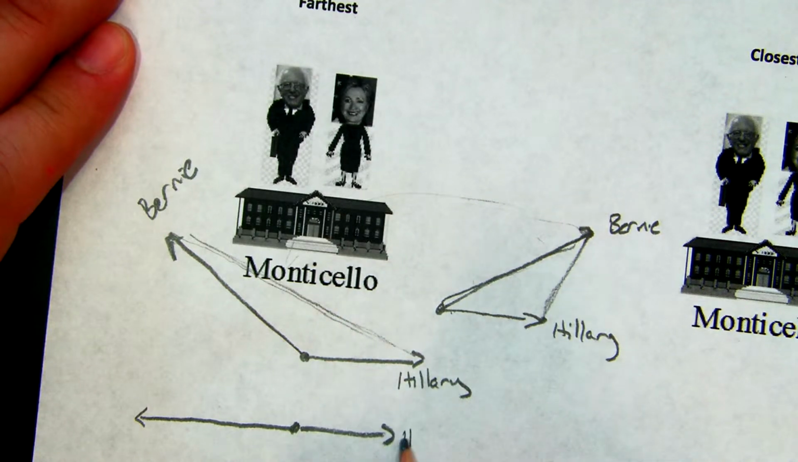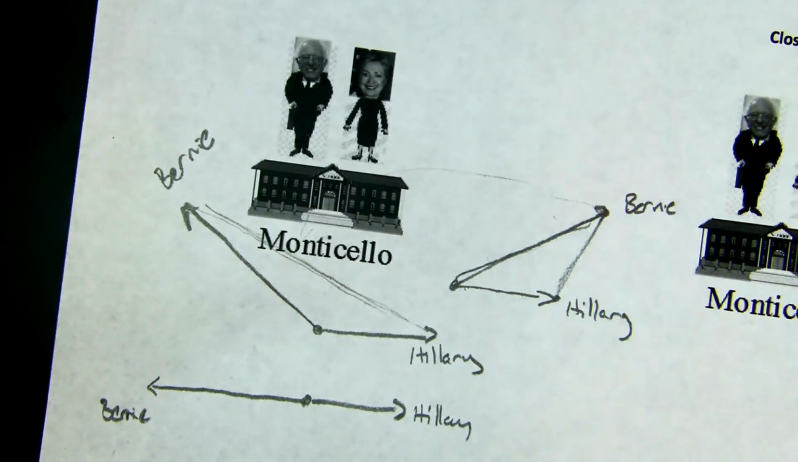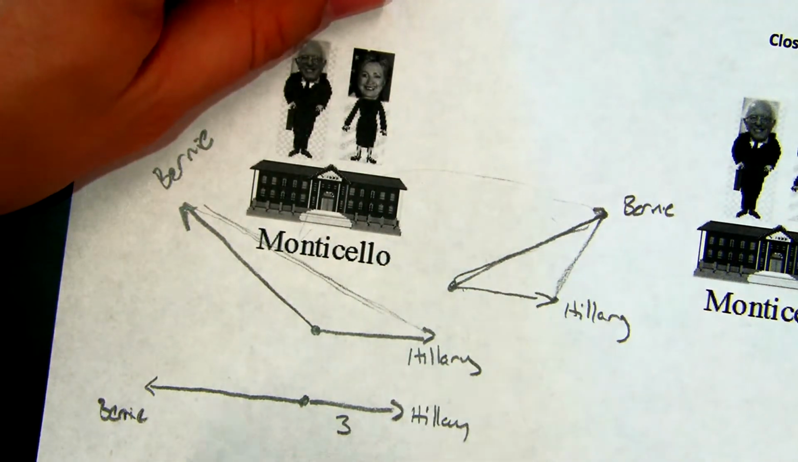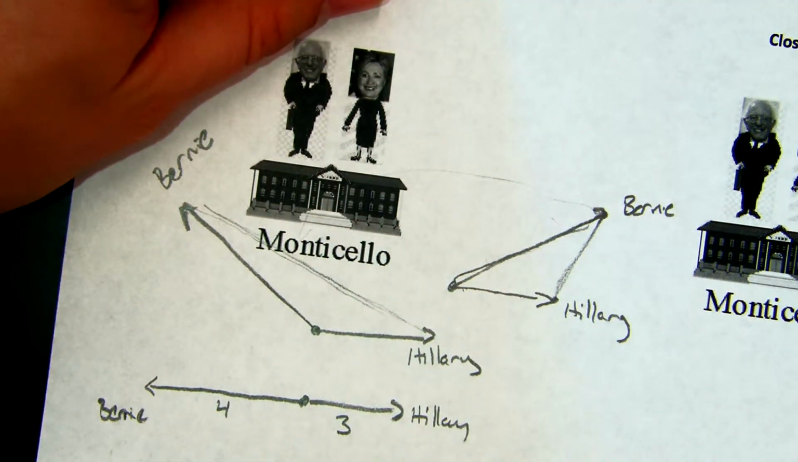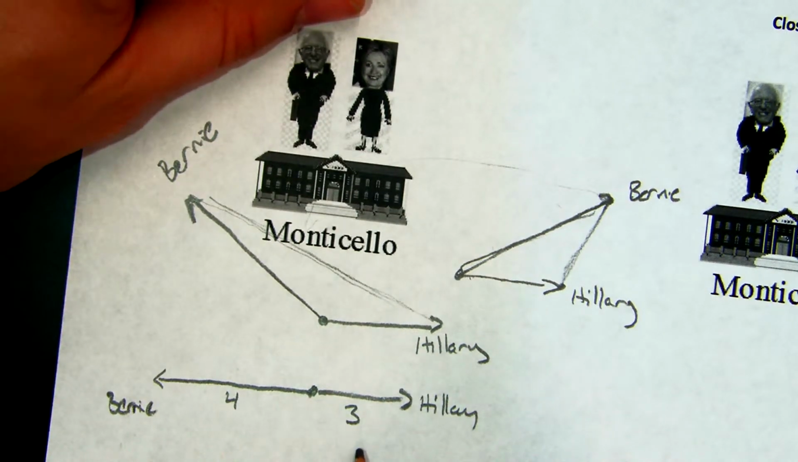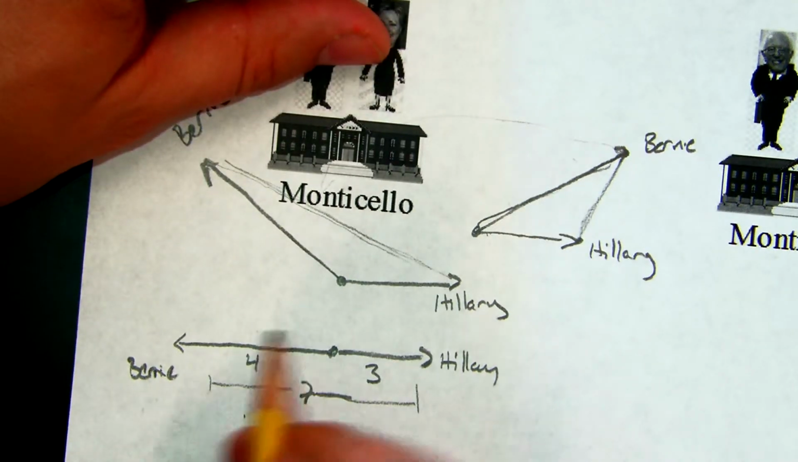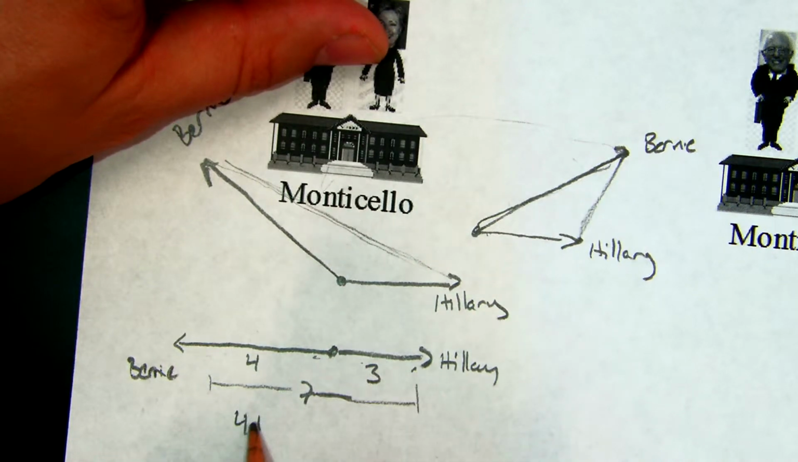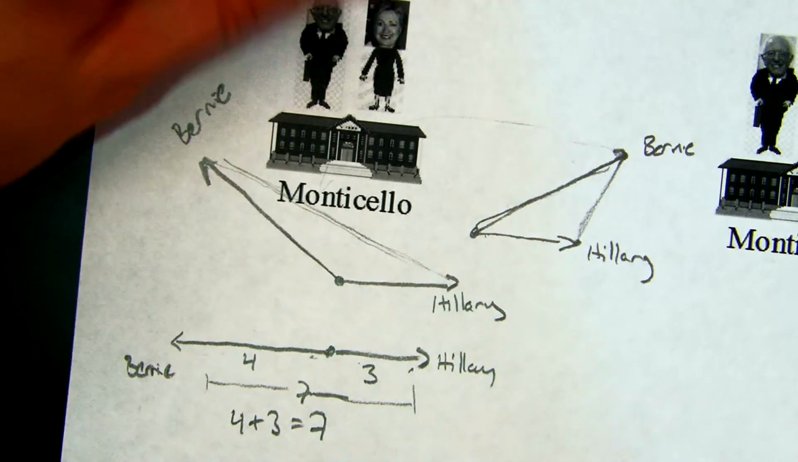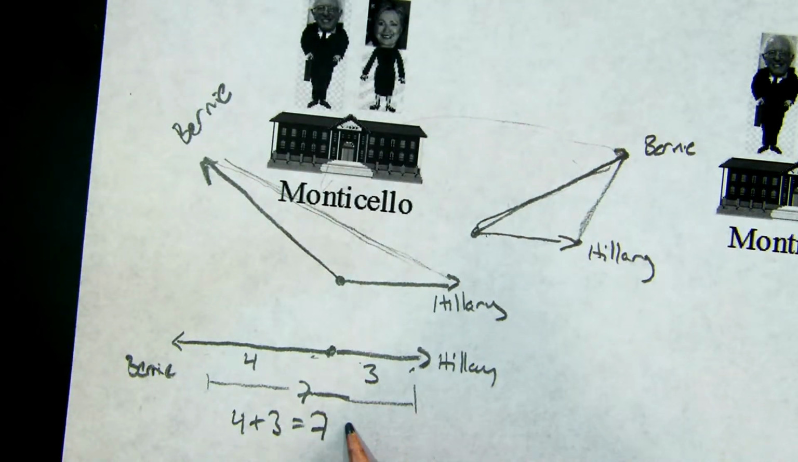So here's Hillary, here's Bernie. No significance in the fact that Bernie is going to the left and Hillary is going to the right. So this is 3, this is 4. There's this case. That's going to be the farthest apart they could be. It can't get any farther than that. They just walk in opposite directions, and the total distance between them is going to be 7, because 4 plus 3 equals 7. So the farthest apart they could be is 7 miles.